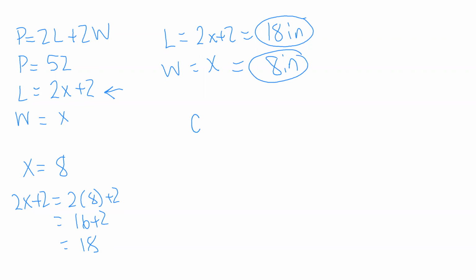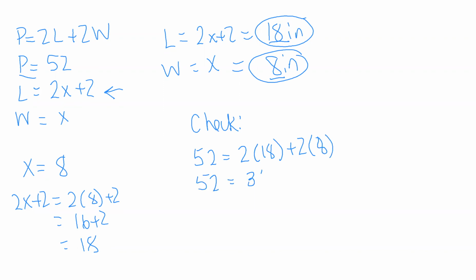And so now we want to just check our work really quickly. So what we're going to do is we're going to take 18 for L, 8 for W, and P, we already are given as 52. So does 52 equal 2 times the length of 18 plus 2 times the width of 8? Well, let's see. 2 times 18 is 36. 2 times 8 is 16. Turns out 36 plus 16 is in fact 52. So everything checks out, and this is the final answer.